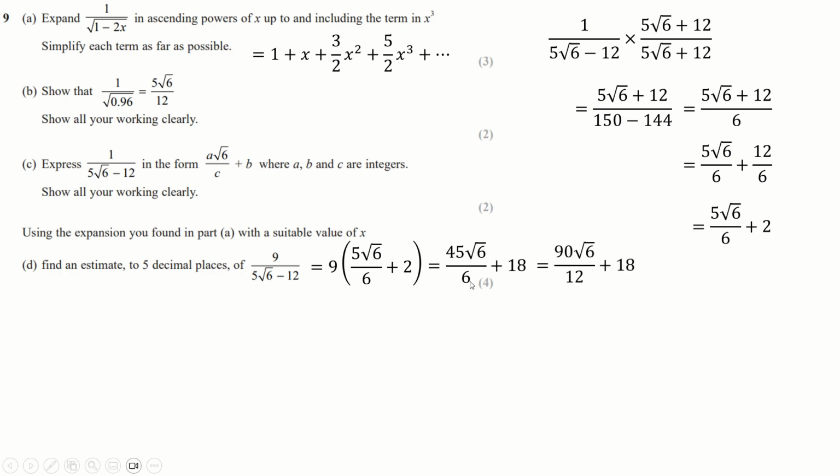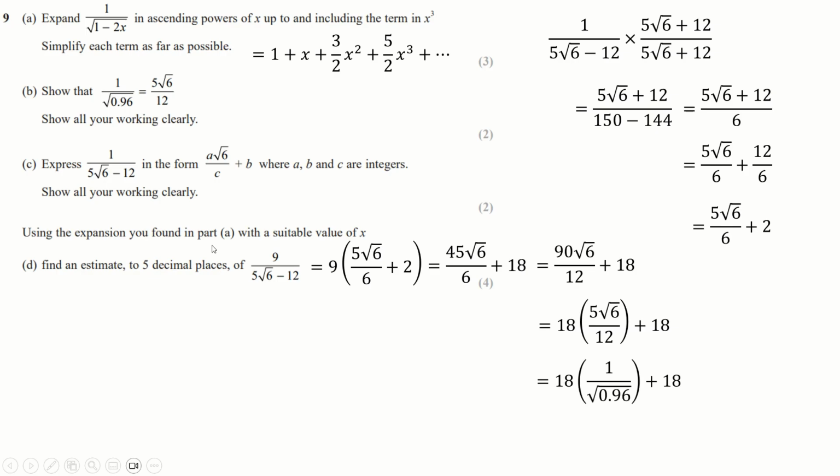This is just unsimplifying this fraction. And now I can say, well, this is, I think, 90 divided by 5 is like 18. So this is 18 lots of this thing plus 18. And now I can say, okay, well, this thing here is equal to this thing here.